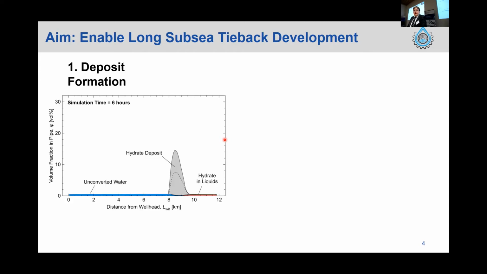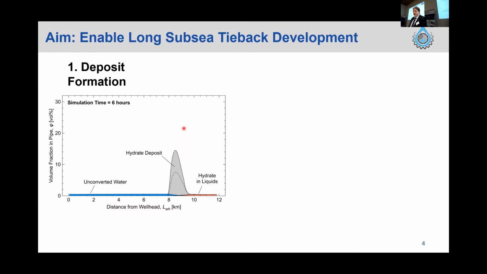So the overall aim of the Center for Long Subsea Tiebacks, as you might guess from the name, is to enable us to actually build these things economically and to try and look at new ways and new development concepts to deal with, in particular, hydrate formation. So what we can see here is just a little profile plot. So you've got the volume fraction of hydrate on the ordinate here, and on the abscissa, this is just our length from the wellhead. So if you think about water flowing through a pipeline, initially you're outside the hydrate equilibrium region, so it just flows as pure water. Once we hit that equilibrium region, it can begin to convert into hydrate.